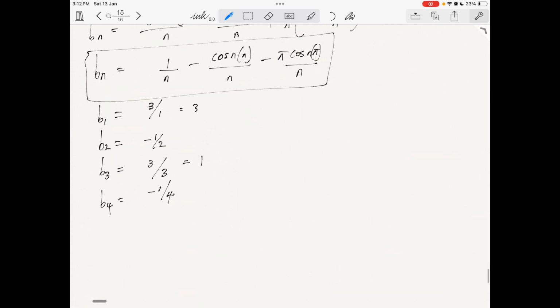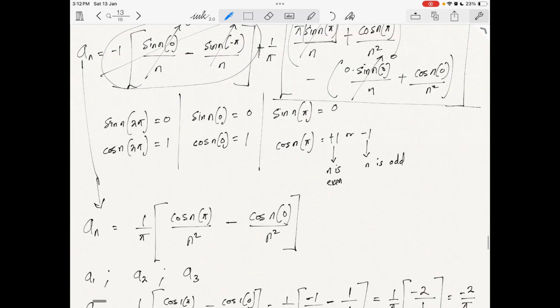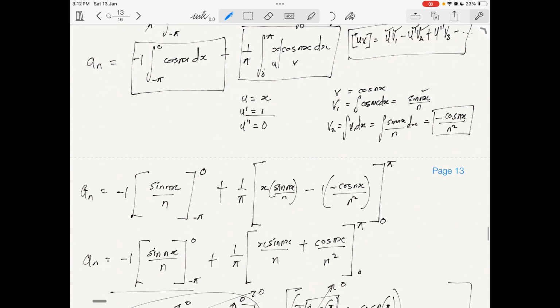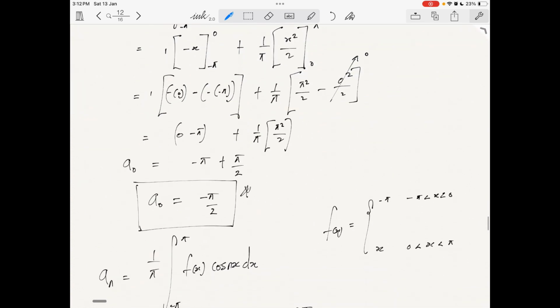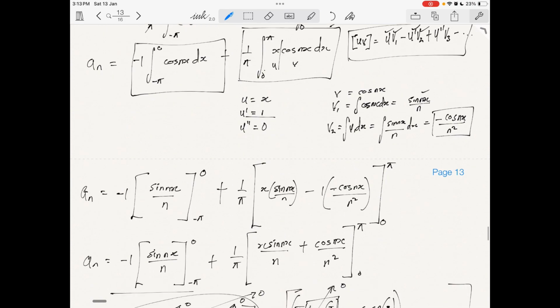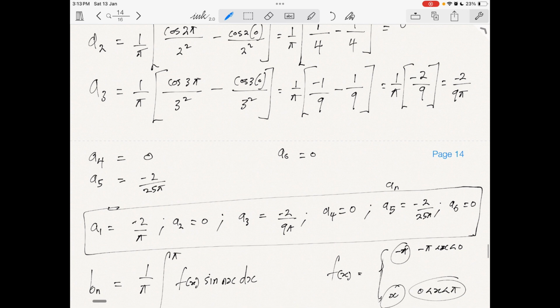So we have evaluated b1, and let's go back and remember what we evaluated a naught as well as an. So our a naught is minus pi over 2, and our a1, a2, a3 as an are this.